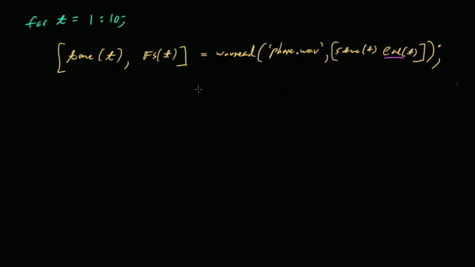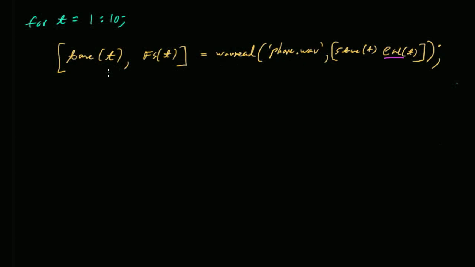When you say tone of t, what you're telling MATLAB is that I'm going to get a tone, so this is going to read in some number of samples. And I'm guessing for each pass through the loop, it's going to be a different number of samples depending on the values of start and end that you've picked, which is fine.